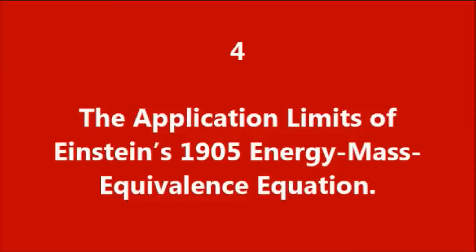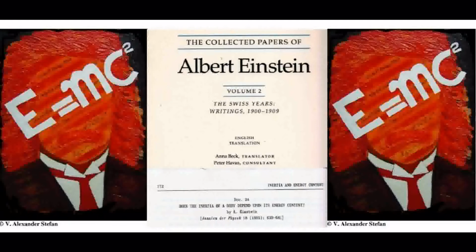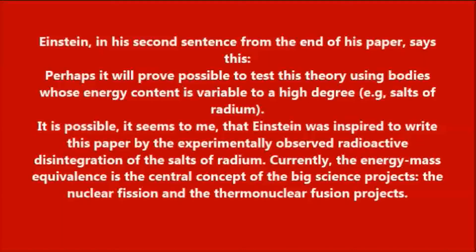The application limits of Einstein's 1905 energy-mass equivalence equation. The very last mathematical expression in Einstein's paper is shown. Einstein, in his second sentence from the end of his paper, says this: perhaps it will prove possible to test this theory using bodies whose energy content is variable to a high degree, e.g., salts of radium. It is possible, it seems to me, that Einstein was inspired to write this paper by the experimentally observed radioactive disintegration of the salts of radium.